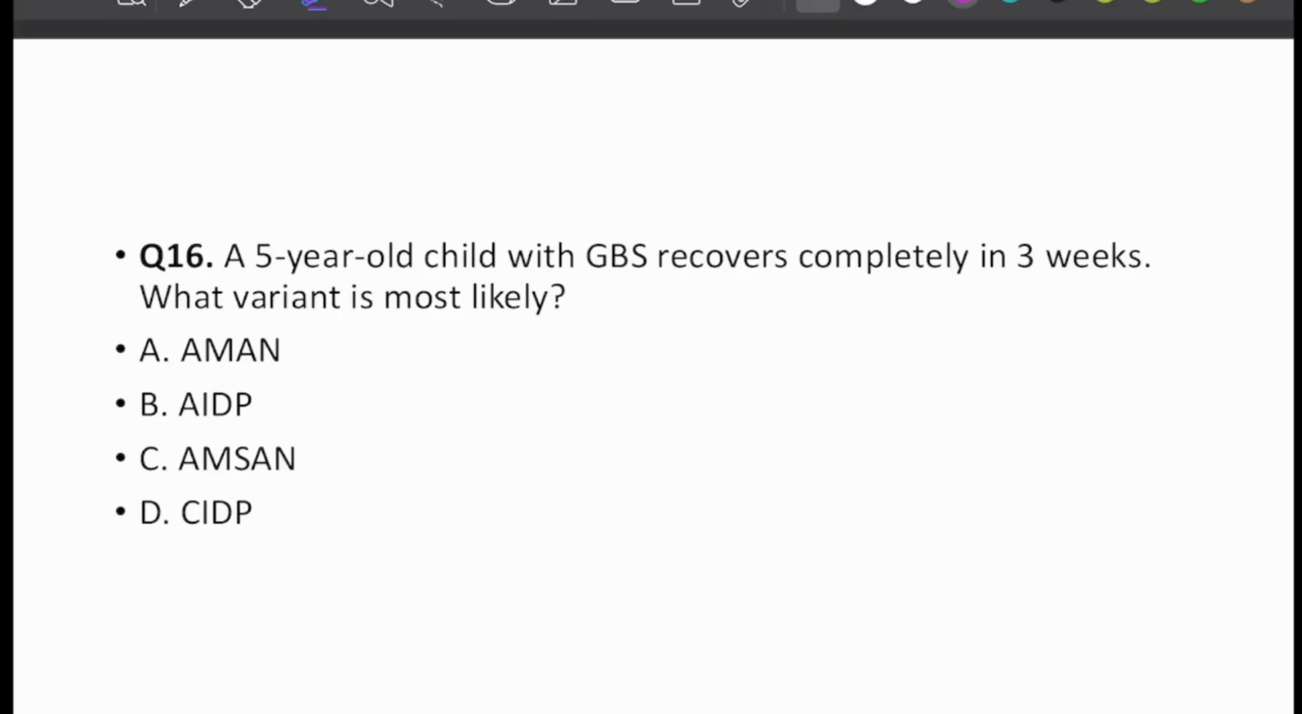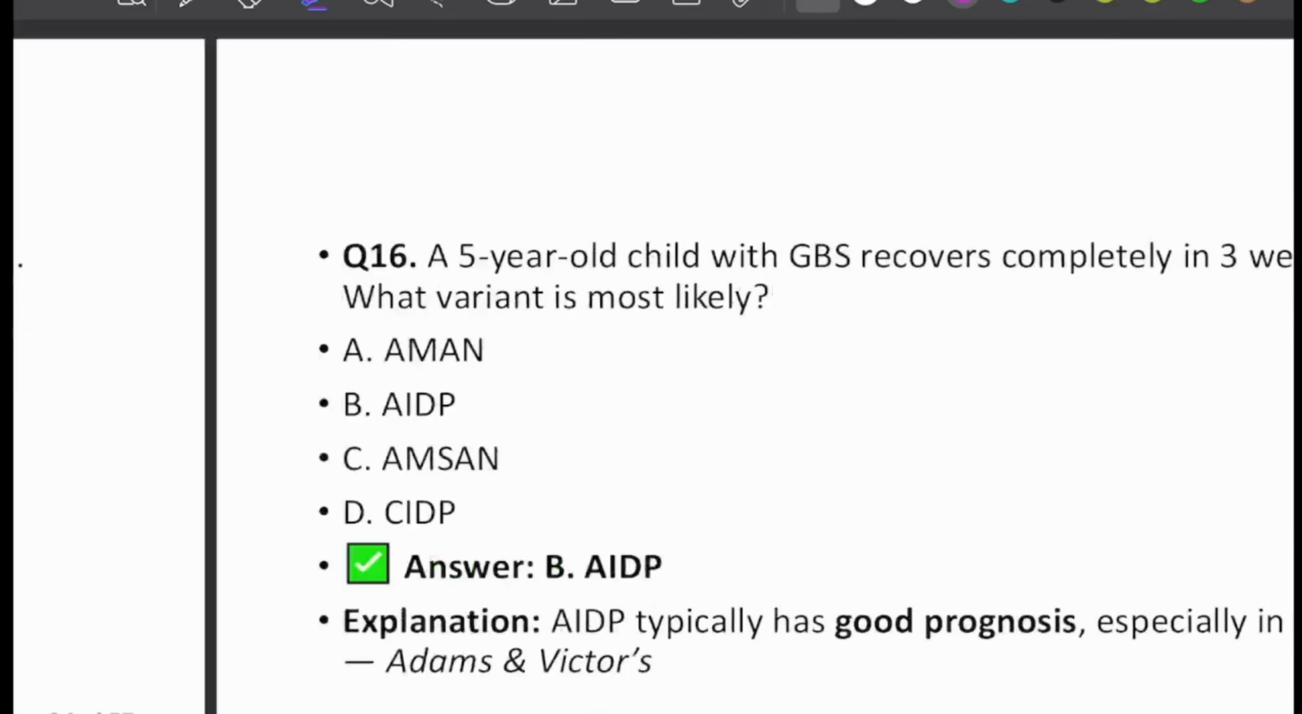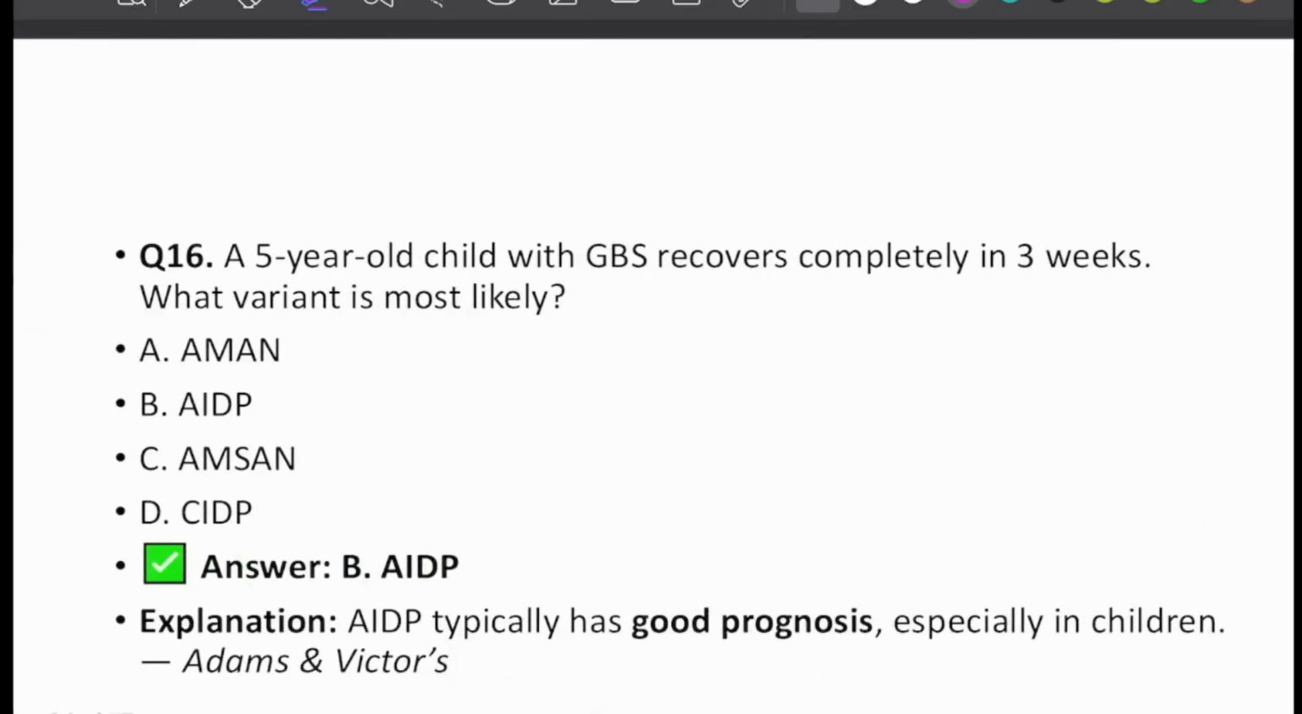A 15-year-old child with GBS recovers completely within 3 weeks. What variant is most likely? AMAN has a bad prognosis. CIDP is the wrong answer because it is a long condition. AMSAN again has a bad prognosis, so it's more likely AIDP. AIDP typically has a good prognosis, especially in children. So that's the point to remember. Okay, go to the next question.